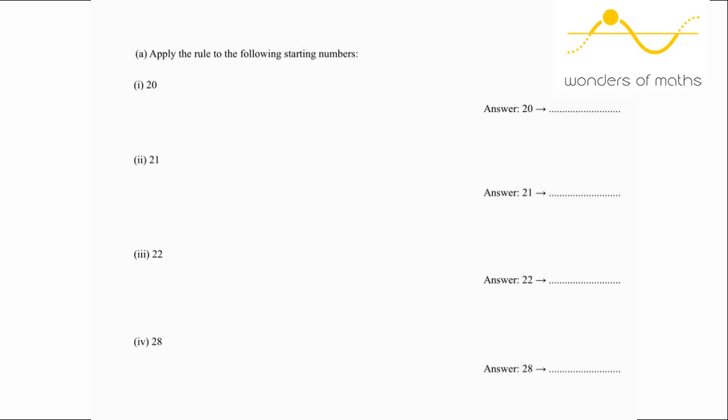In the first section of the question, we're asked to apply the rule to the following starting numbers. In the first section, the starting number is 20. As you may recall, the rule is to double the tens digit and add the units digit. In this case, this would be 2 multiplied by 2, add 0, as 2 is the tens digit and 0 is the units digit, which gives us 4. And we carry on doing this for the rest of the questions.